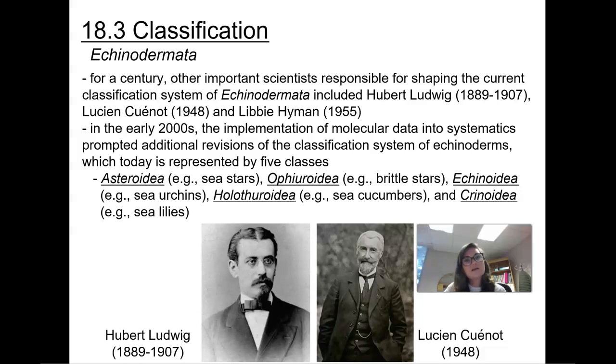In the early 2000s, the implementation of molecular data into systematics is going to prompt additional revisions of the classification system of the echinoderms, which today is going to be represented by 5 different classes. So we have our sea stars, brittle stars, sea urchins, sea cucumbers, and then the sea lilies.